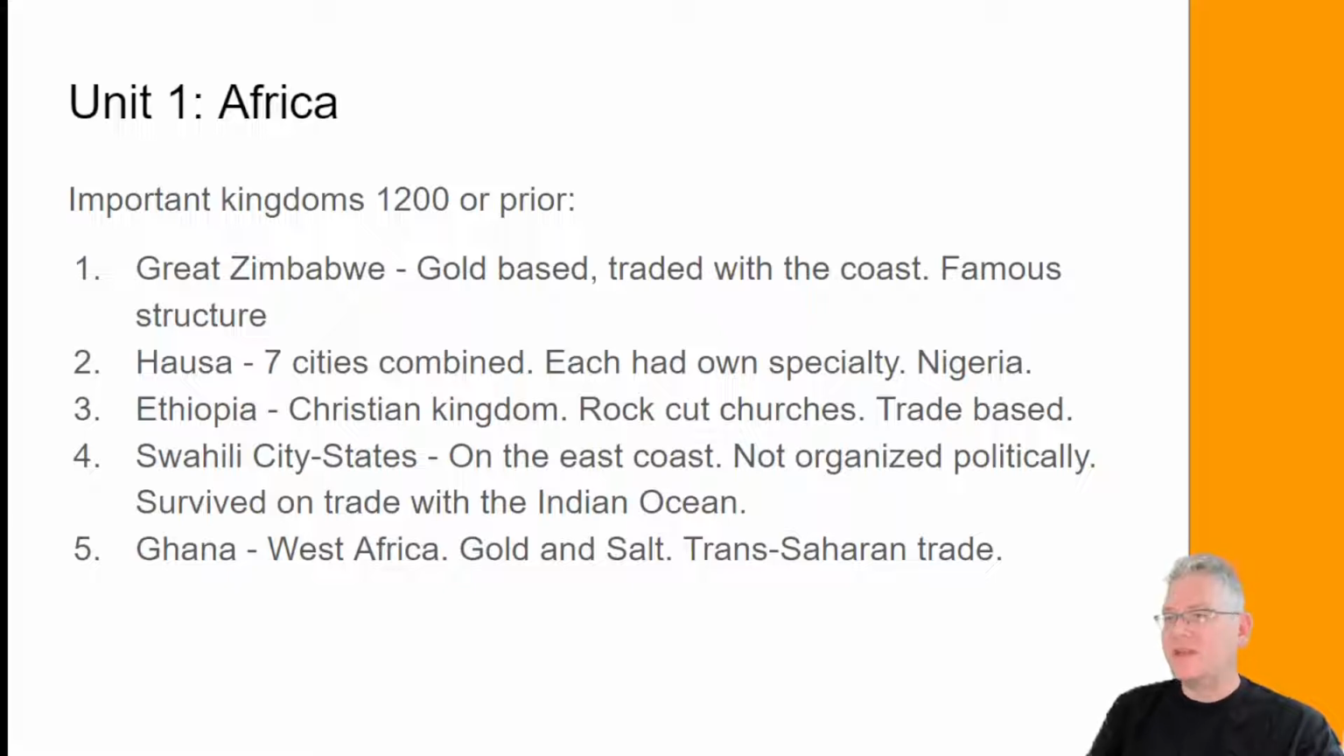Second, then, the Hausa. These are seven cities that combined together. Each had their own specialty, and they formed a kingdom based upon that. This is in the area of modern-day Nigeria. Third, then, Ethiopia. This is one of our Christian kingdoms, which is a little unusual. They created what are called rock-cut churches into the ground, and they are mostly trade-based. Fourth are Swahili city-states on the East Coast, not organized politically, but they survived on trade with the Indian Ocean.